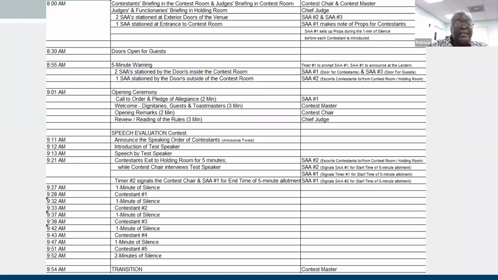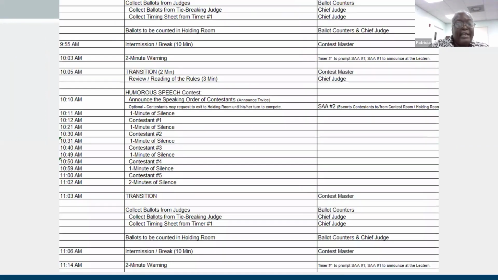And so after that is done, about 9:54, you're now going to start your break. And so your ballot counters would have gone to the holding room, and then it's intermission because you're going to break after the first evaluation contest. And so you're going to break for approximately 10 minutes. And so you're going to ensure during that time, everything as the contest chair is running smoothly.